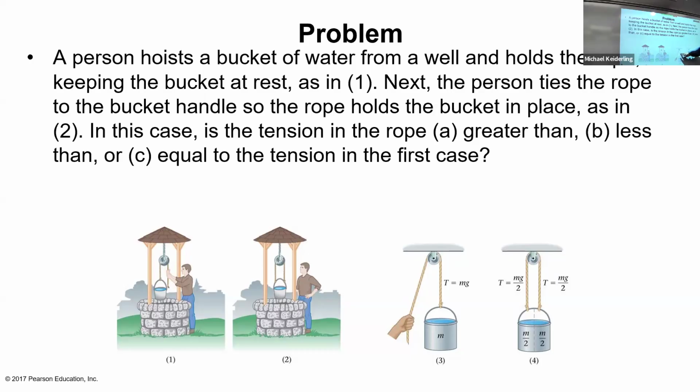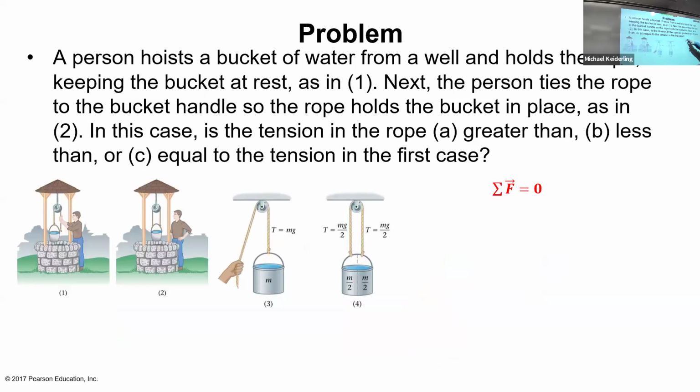Here, the bucket is held up by one rope. So that one rope has to provide a tension equal to the weight of the bucket to balance it out. So the sum of all the forces is equal to 0. In case 1, tension minus mg equals 0, because tension is pulling up and mg is pulling down. In case 2, we have 2 ropes pulling up, so 2 times tension minus mg equals 0. So in the first case, the tension equals mg. In the second case, 2 times the tension equals mg, so the tension is mg over 2.